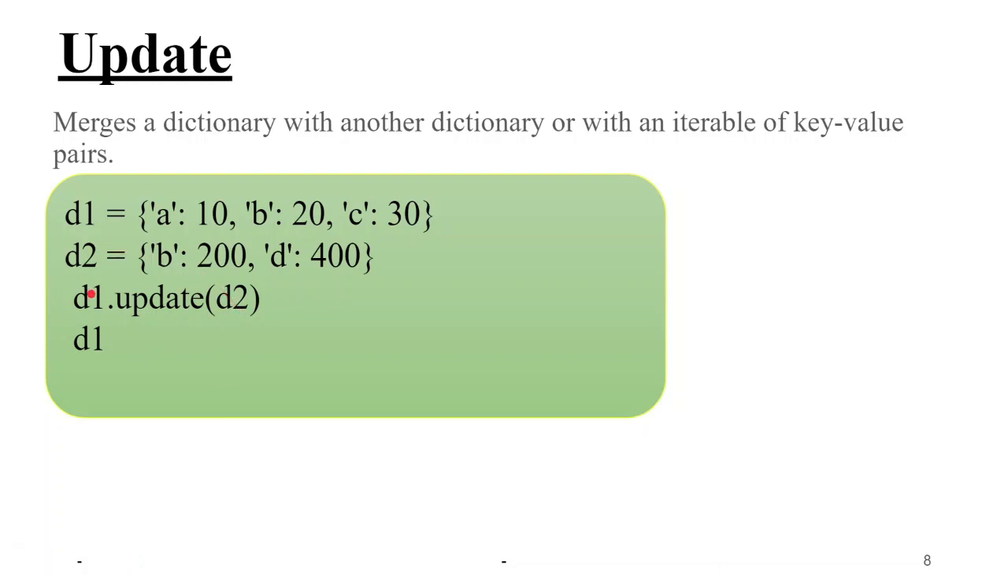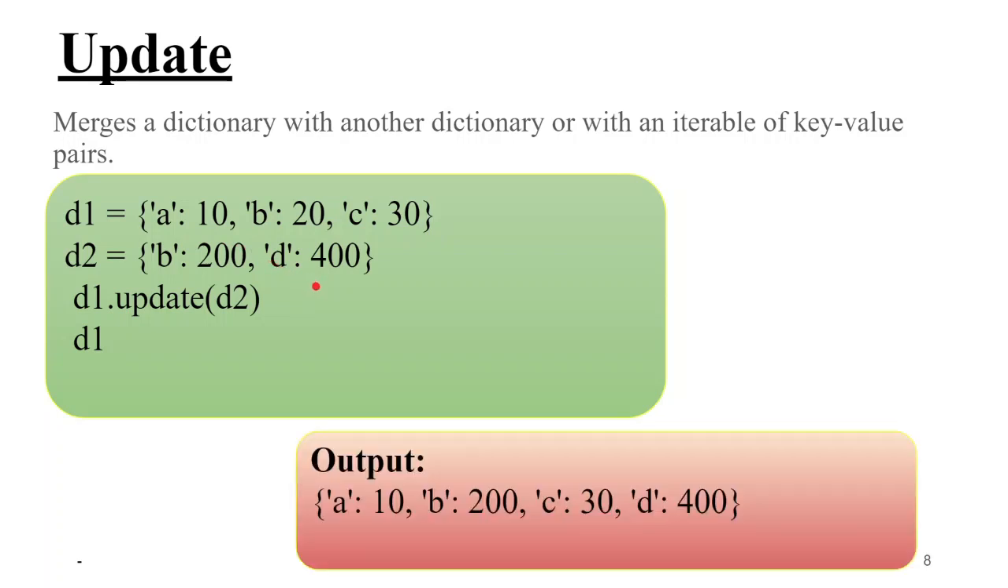Now if a key is not present in the dictionary, then the key value pair is simply added to the dictionary. For example, here we have the D key in the dictionary D2 which is not present in D1. So this D key is simply added to the dictionary D1. But if the key is already present in the dictionary, then its corresponding value will get updated. For example, here the B key is already there in the dictionary D1, so its value simply gets updated. Now instead of 20, its value gets updated to 200.